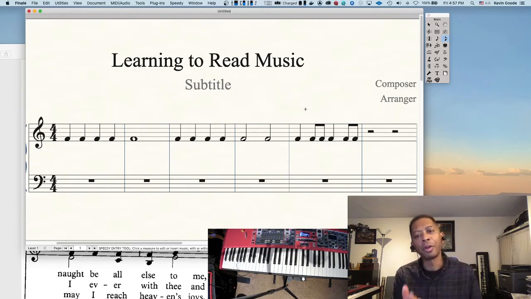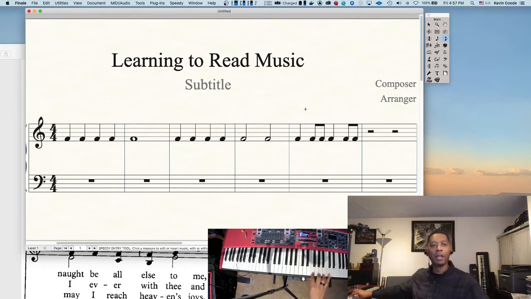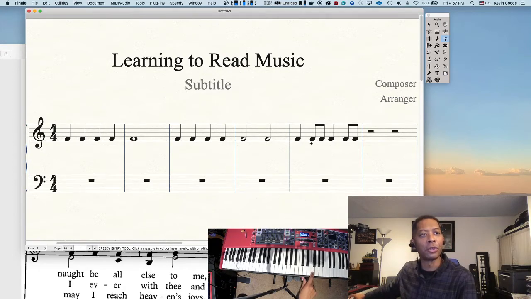Two eighth notes equals one quarter note. Let me play it. It's probably going to be easier for you to understand. So this one, quarter note, one and. Eighth notes, two and. Quarter note, three and. Two eighth notes, four and. So one and two and three and four and.